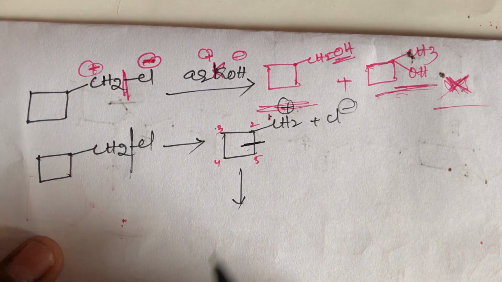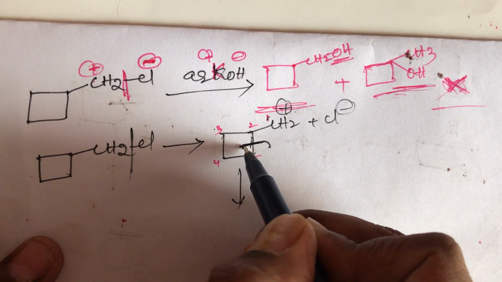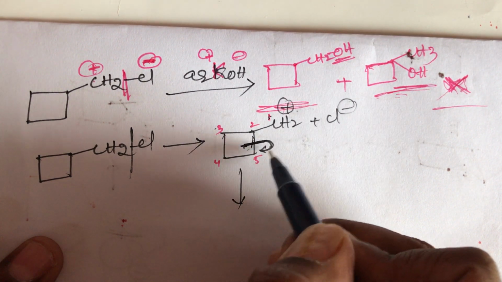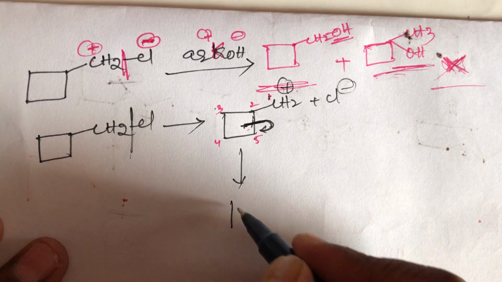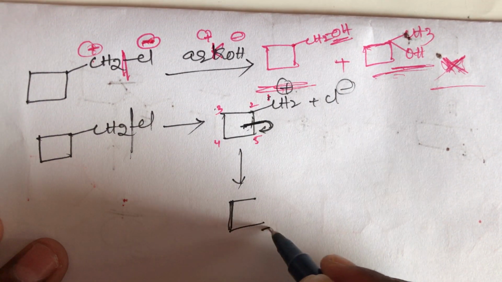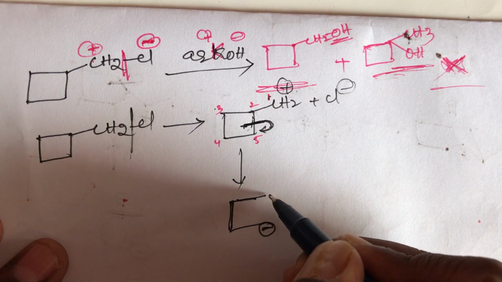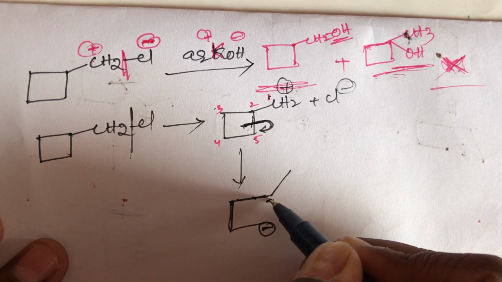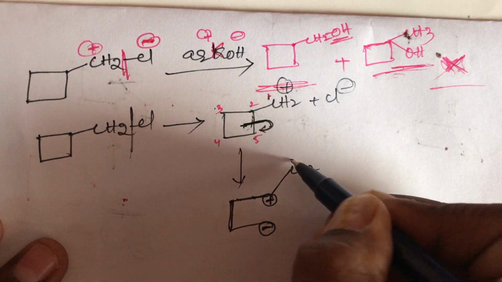What happened here: this single bond has two electrons, and these two electrons transfer completely to only one side, the fifth carbon side. So what is the product here? The fifth carbon gets a negative charge, and the second carbon gets a positive charge. This already has one old positive charge, students.